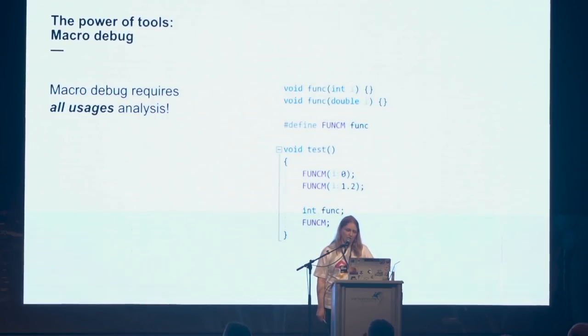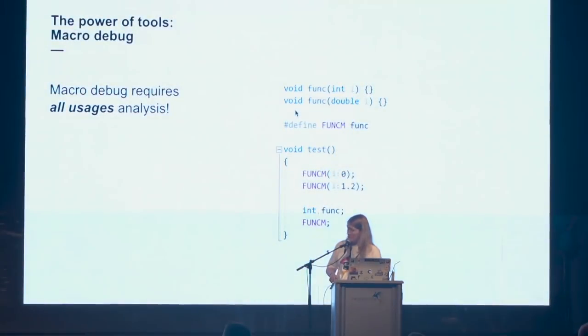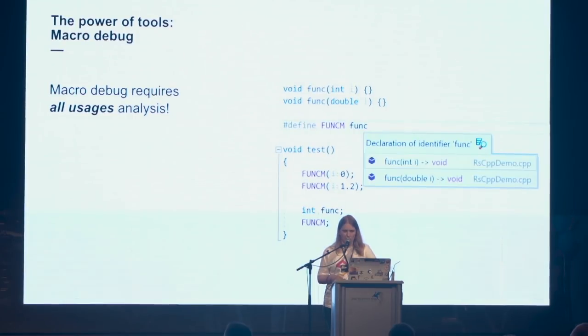In other macro issues, like let's assume we have this example. And I will go to this definition of the funcam, we'll go to the func symbol, and we'll try to navigate to the declaration. Do you know how many of the usage cases will be mostly shown by nearly all the C++ IDEs on the market? They will show you this.